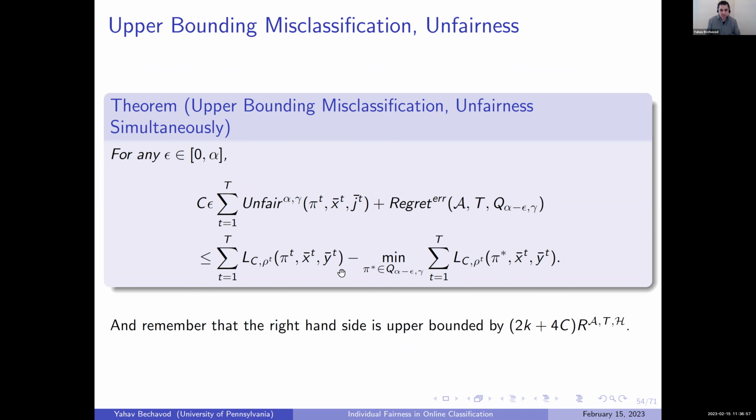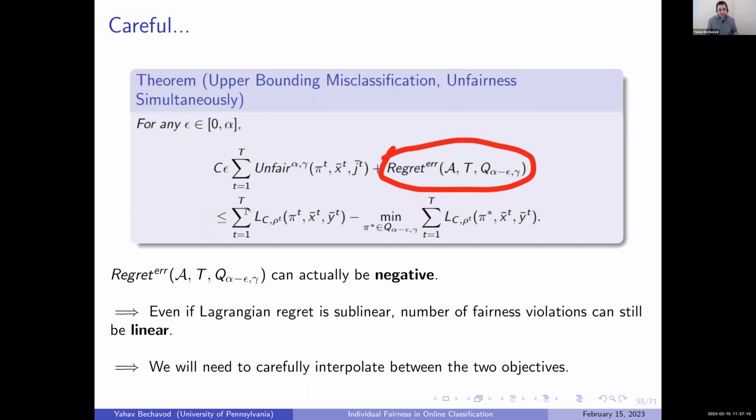But this is still not enough. So you could think that, if I have this bound, I can simultaneously upper bound this term and also this term. But we have to be careful here, since if we look at the second term, the error regret, this part can actually be negative.